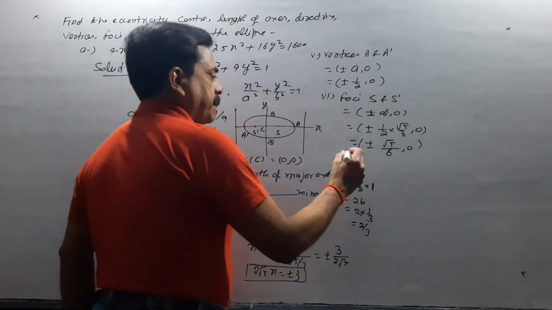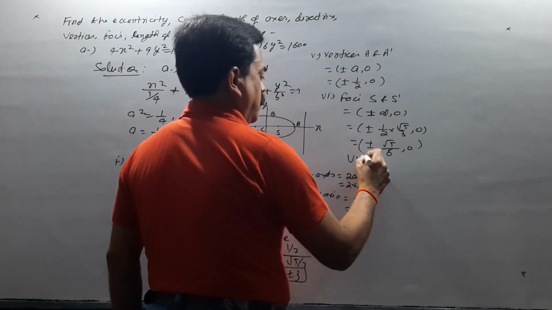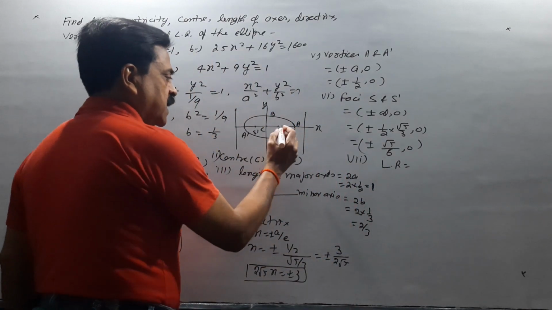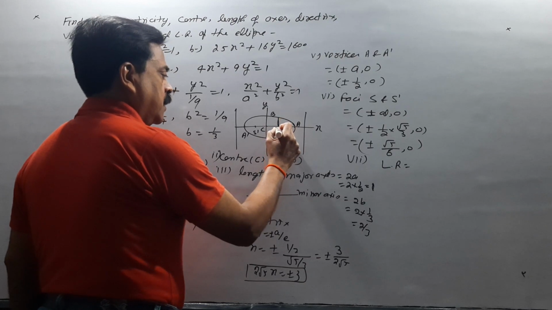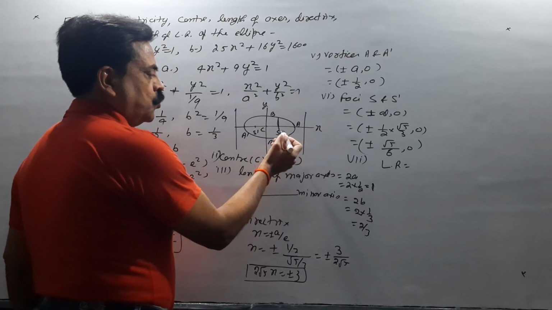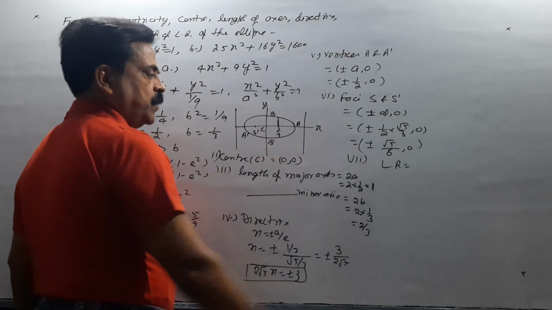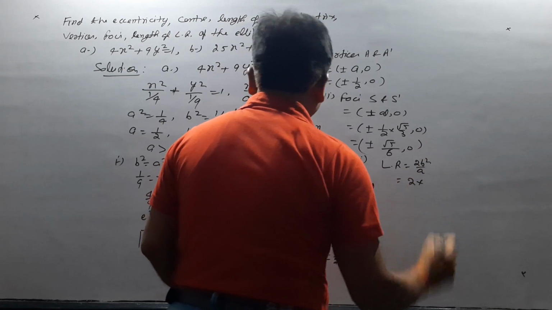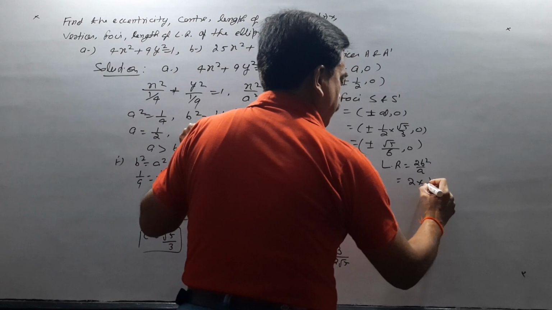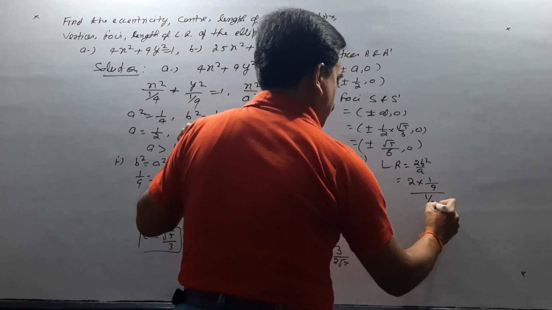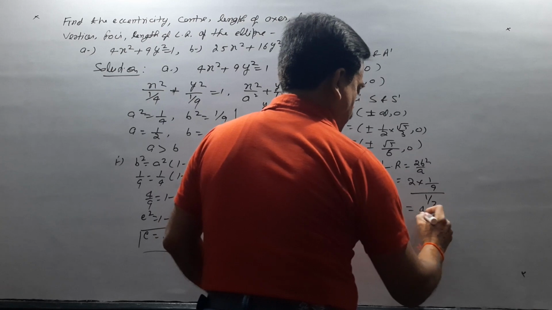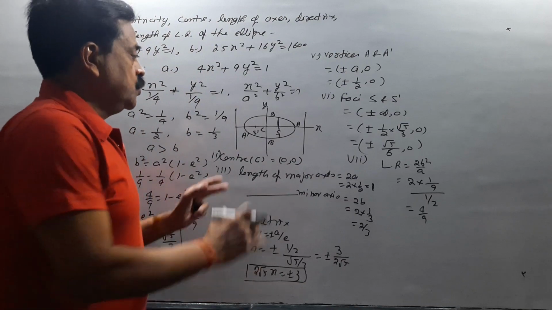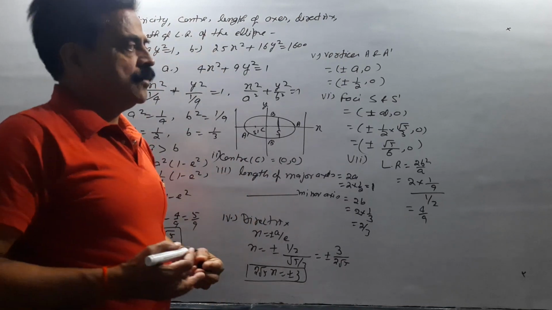Length of latus rectum. In this case, the latus rectum is this line passing through the focus and perpendicular to the major axis. So the length of the latus rectum is 2b square upon a. 2b square is 1 upon 9, upon a is 1 upon 2, so it is 4 upon 9. 4 upon 9 is the length of the latus rectum. So this is the solution of this part, and now we will start the next part.